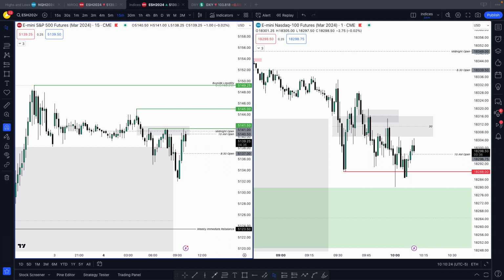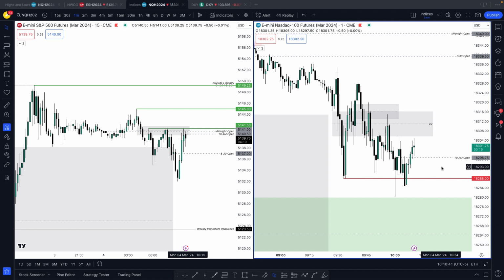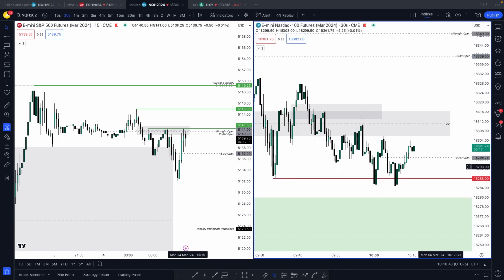Pretty quiet morning so far, though. Not really too much of interest at this point. Looking in that 30-second inefficiency right there. So we'll see if this can respect that and trade up toward the buy side above this high.